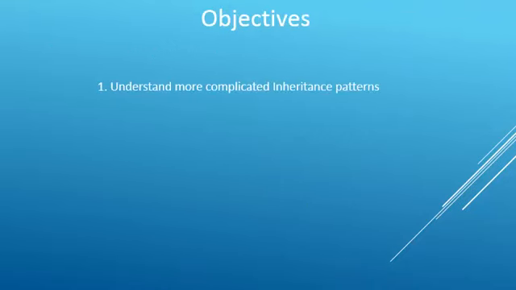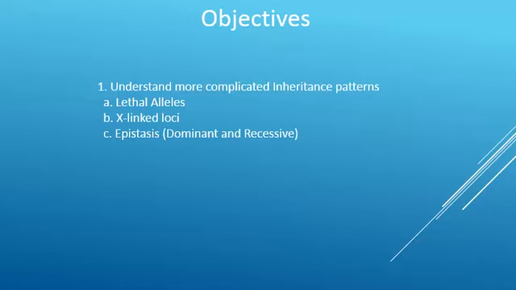The objectives for this week are to try to understand more complicated inheritance patterns that we've talked about in lecture, such as lethal alleles, X-linked loci, which we've met previously, but we're going to be doing them in a little more complicated way. Epistasis, both dominant and recessive epistasis. Physical linkage, and then we can use the results of physical linkage to do some genetic mapping.